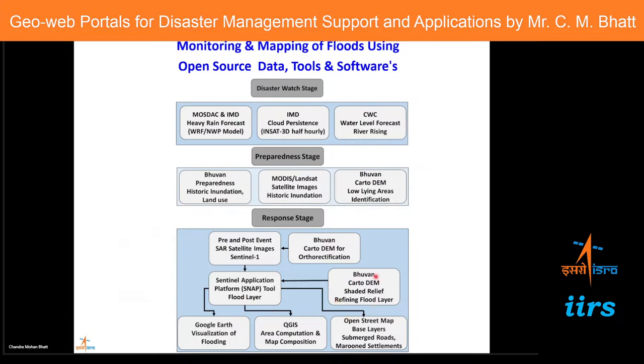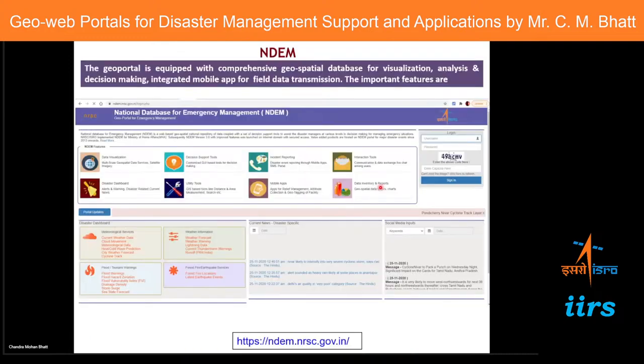We can use Google Earth or Bhuvan for visualization of flooding. We can use QGIS for area computation and map composition. And at the base, we can have OpenStreetMap base layers, and we can show the submerged roads or marooned settlements. So this is the entire thing in a nutshell, just an example of how we can use it.